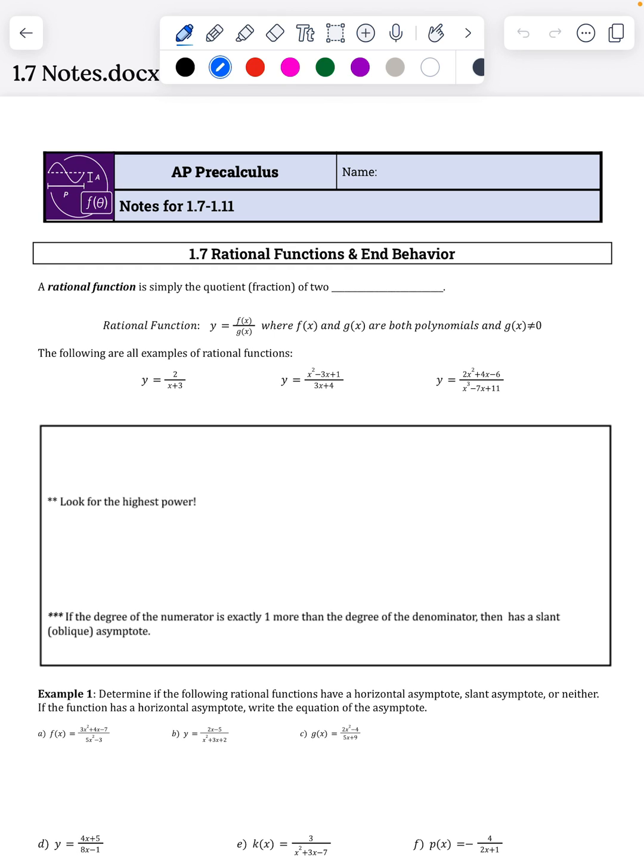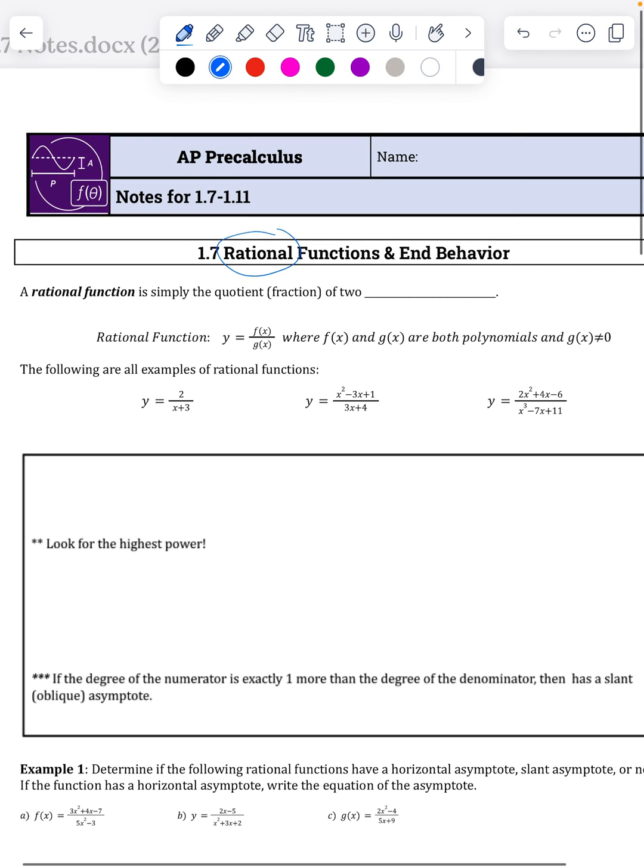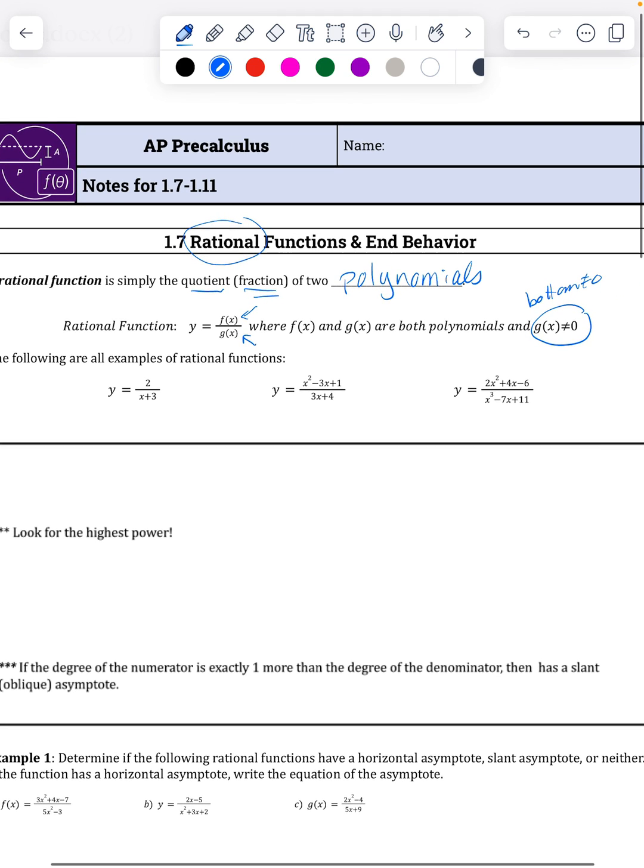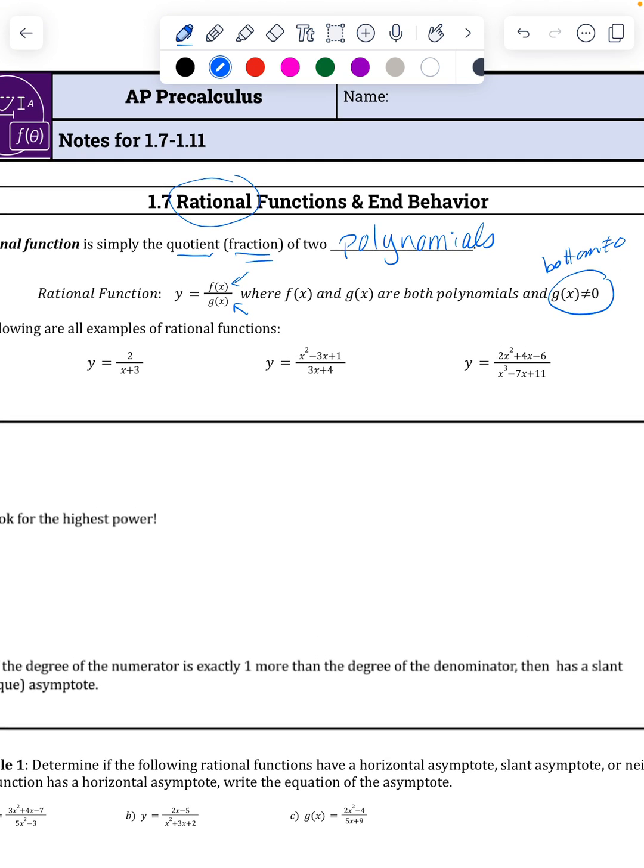That's what we're doing. We are going to learn something called rational functions. A rational function is a quotient or a fraction of two polynomials. So you'll have one on the top and another one on the bottom, both polynomials. And this g of x can't be 0 because it's on the bottom, and you can't have the bottom equal to 0. So these are examples right here. You've got a fraction of a polynomial on the top and one on the bottom.